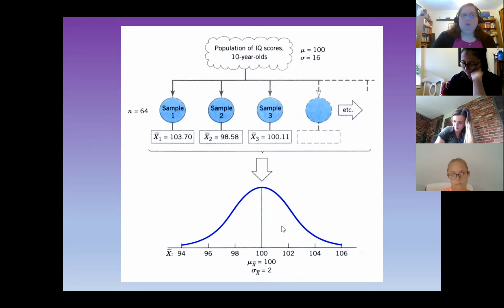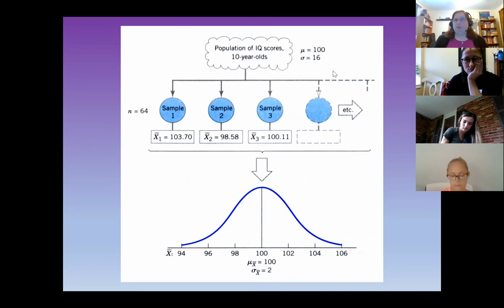Now, why did this come out to be normal? Well, actually, IQ scores are known to be normal, right? So as long as your population is normal, your sampling distribution of means will be normal. But let's pretend for a second we weren't working with something nice and normal like IQ scores. Let's say, just for fun, that this was a bimodal distribution. I would tell you this would still come out normal.